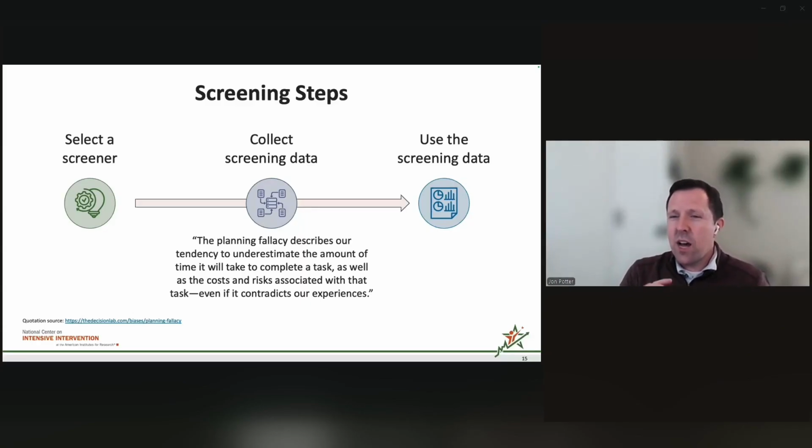And so what I'm trying to say is, we're going to talk about today what are the things that we want to be intentional about when we plan for screening, so we don't fall into this planning fallacy of, oh, we've got our screener, I'll just give it to the teachers, they'll give it and we'll be good. No, there's things that we need to think about. There's logistics that we need to follow in order to make sure that we get really good quality data.